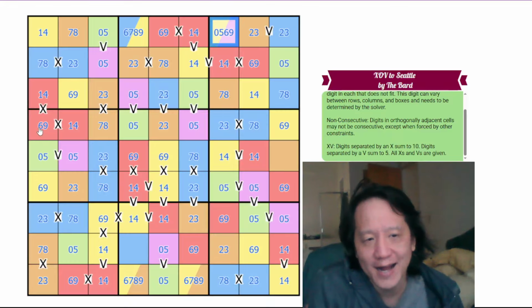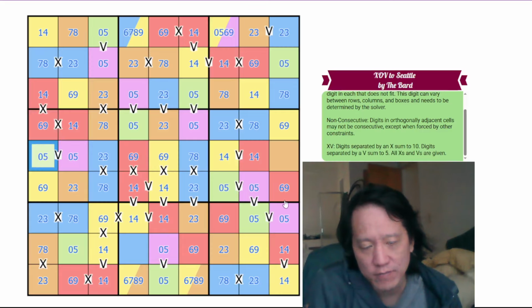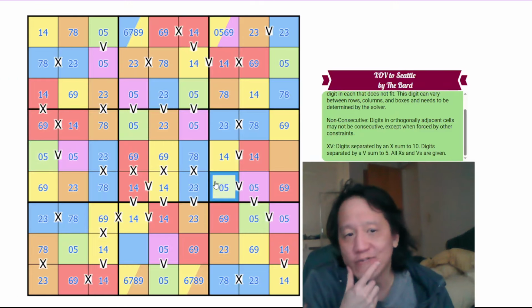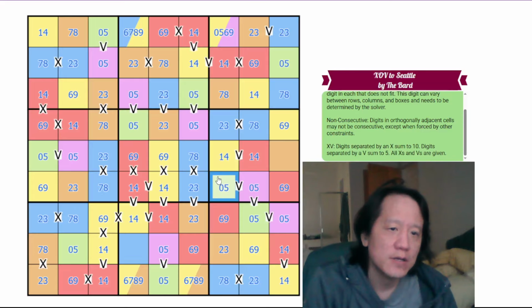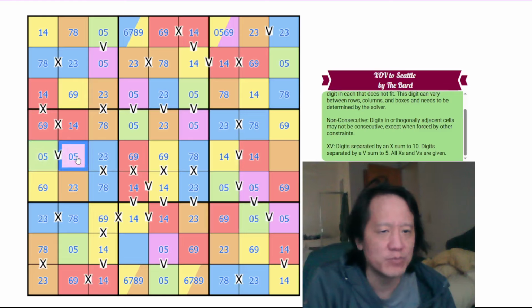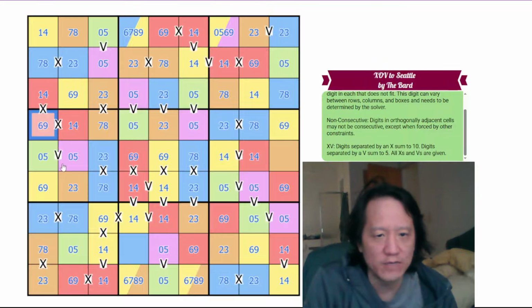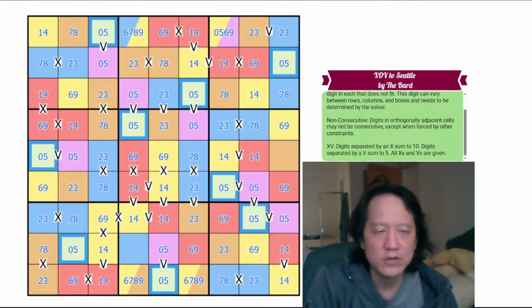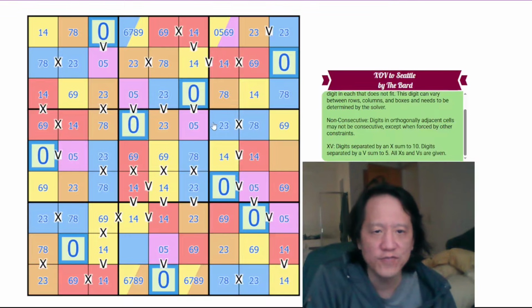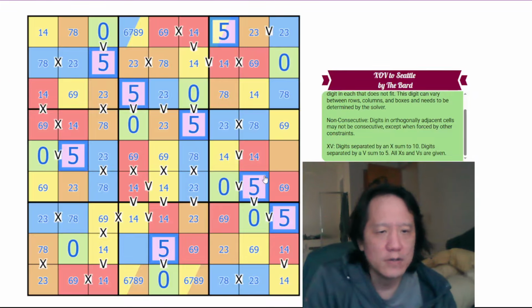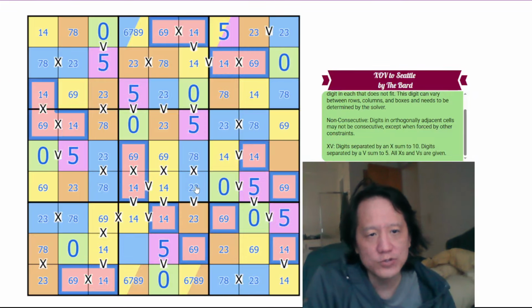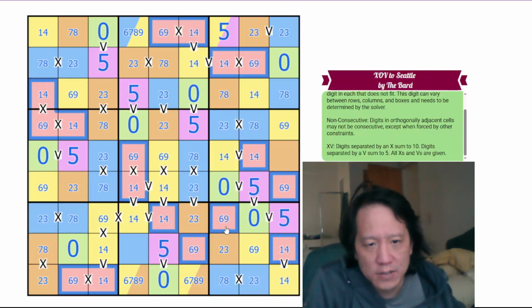But we have the high red next to the green. So if green were 5, well, that could be 1, 9. No, if green were 5, pink would be 0. So that would force red to be 4 and this to be 6, which is not possible. So green cannot be 5. So green has to be 0. So green is 0, pink is 5. Red cannot be 4, so red is 1.